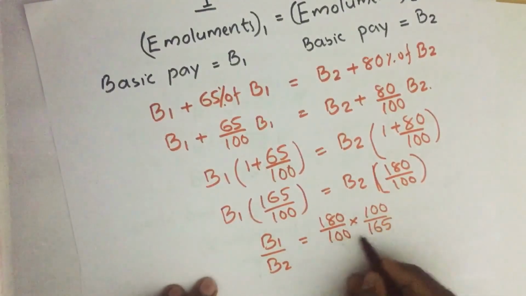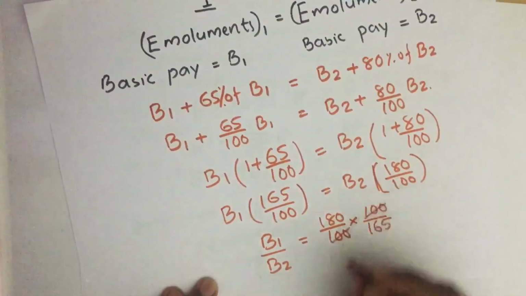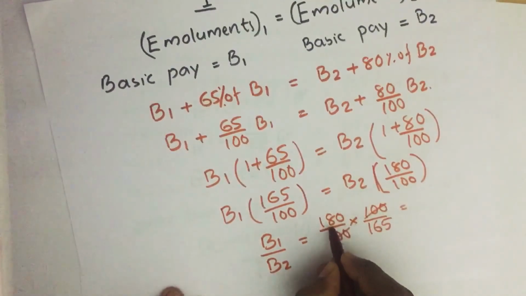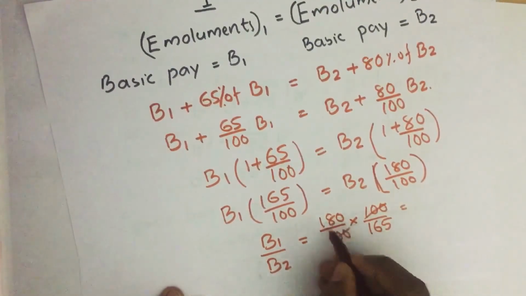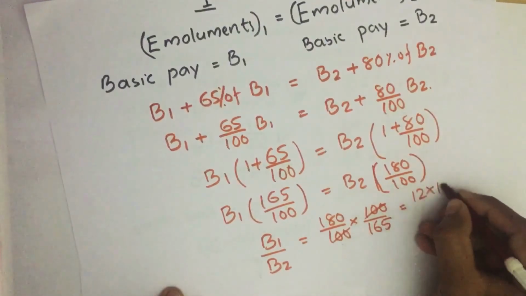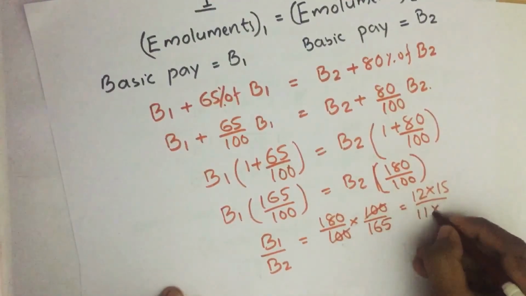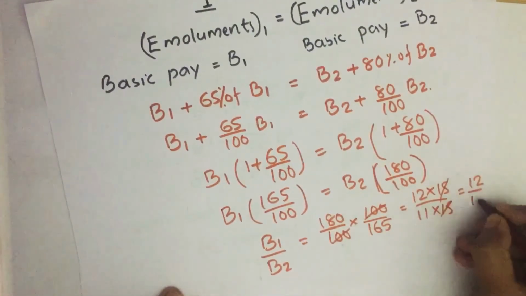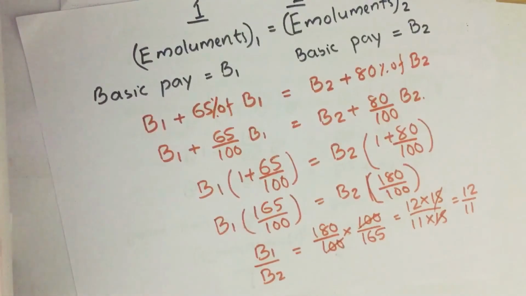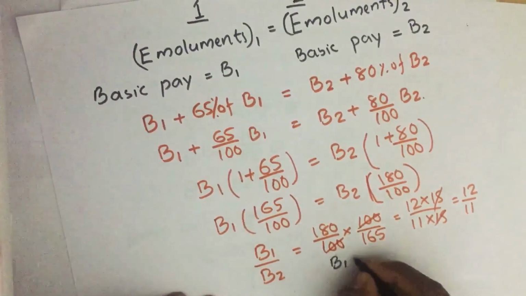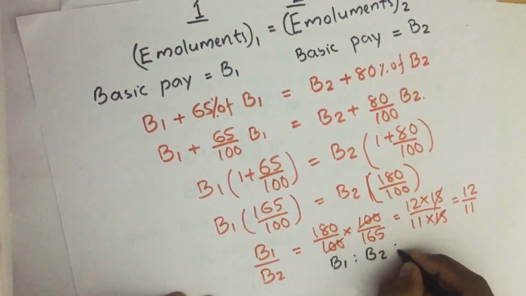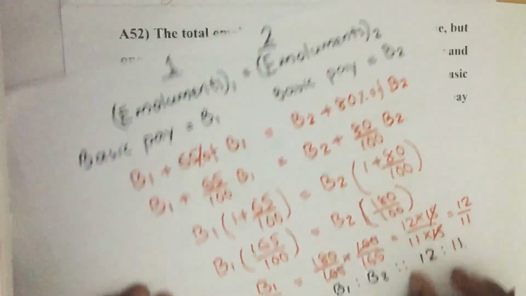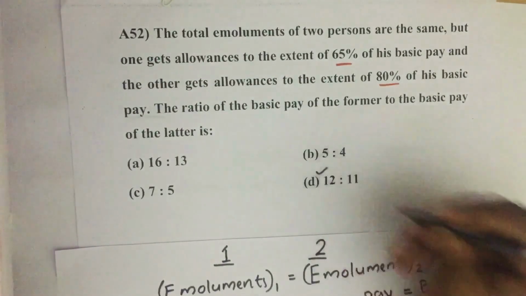then 100 gone, 180 by 165, we get 12 into 15 divided by 11 into 15. So we get 12 by 11. Therefore, the ratio of basic pay of 1 to basic pay of 2 equal to 12 is to 11. Our answer is option D, 12 is to 11.